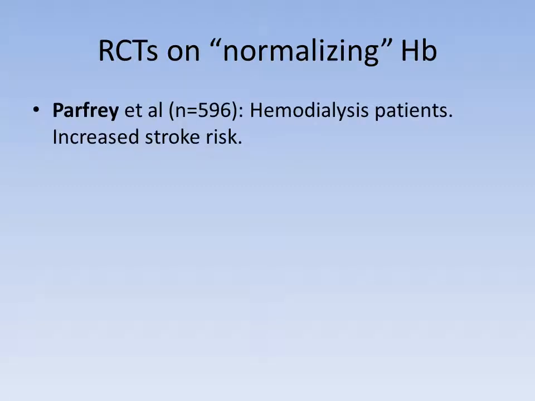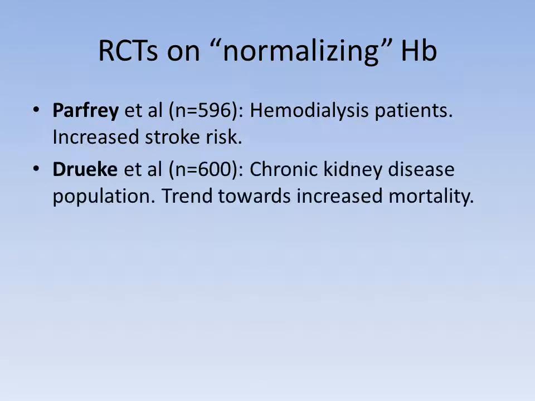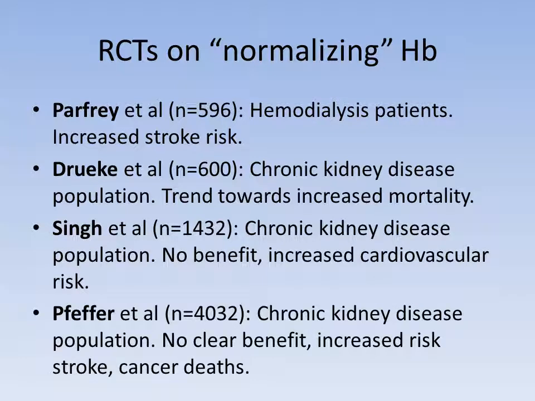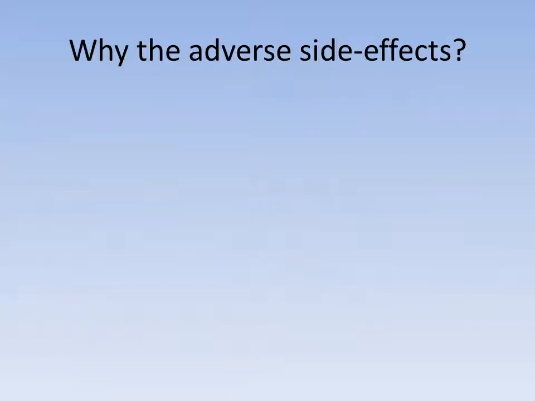So, for example, Parfrey looked at nearly 600 dialysis patients. There was an increased stroke risk if you normalize hemoglobin. Drueke looked at 600 CKD patients, with a trend towards increased mortality with higher hemoglobin. Singh, CKD, found no benefit to higher hemoglobin, with increased cardiovascular risk. And finally, Pfeffer looked at the CKD, non-dialysis population. There was no clear benefit to a higher hemoglobin, and there was an increased risk of stroke and cancer deaths.